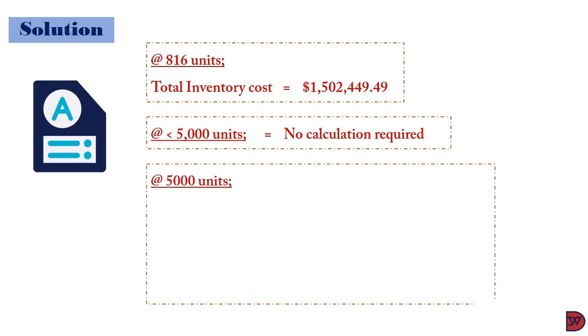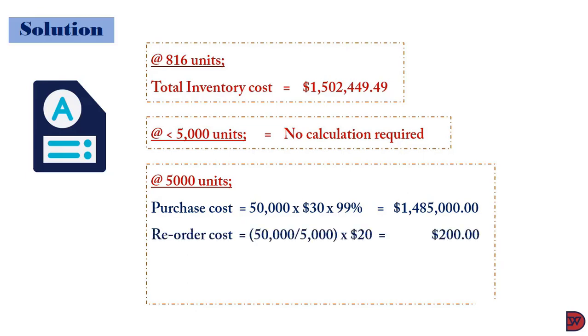So we use the lower side, which is the 5,000. The purchase cost is going to be 50,000 annual demand multiplied by the purchase cost per unit of $30, multiplied by 99%, which is the full cost discounted by 1%, leading to $1,485,000. The reorder cost is going to be the annual demand divided by the order units, which is 5,000, multiplied by the order cost per unit. There is no discount here, it's fixed, which will lead to $200.